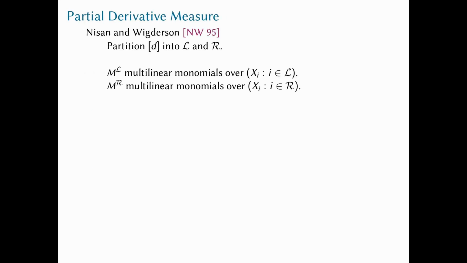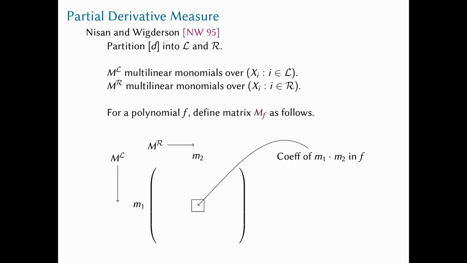So what will be the measure? In fact, the measure is the famous one, which was already introduced by Nisan and Wigderson in 1995. We are computing a set multilinear polynomial, so let's partition the sets of variables into two parts: the variables on the left and the variables on the right. ML will be all the multilinear monomials over the left variables, and MR all the multilinear monomials over the right variables, set multilinear for both. So we put all the set multilinear monomials on the left as indices of the rows of a matrix, and all the set multilinear monomials on the right as indices for the columns of the matrix.